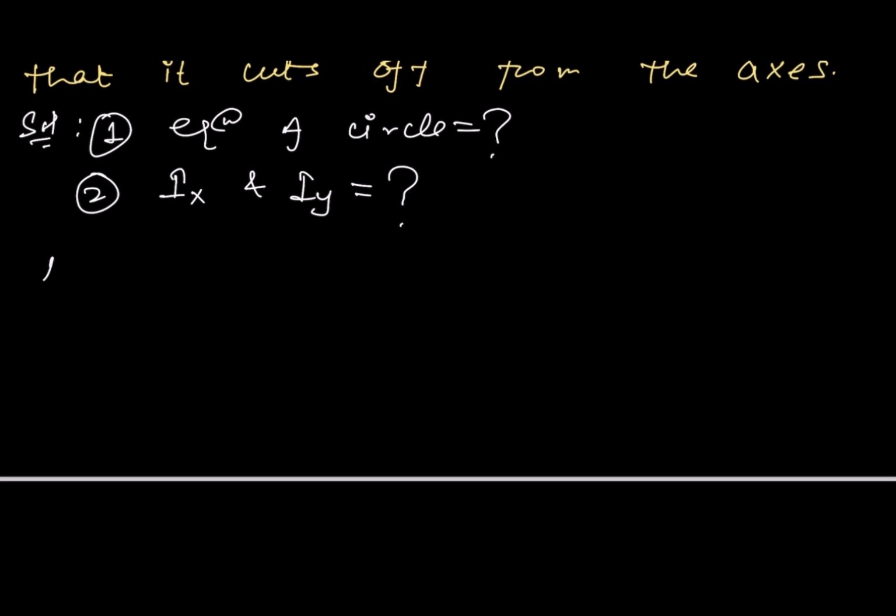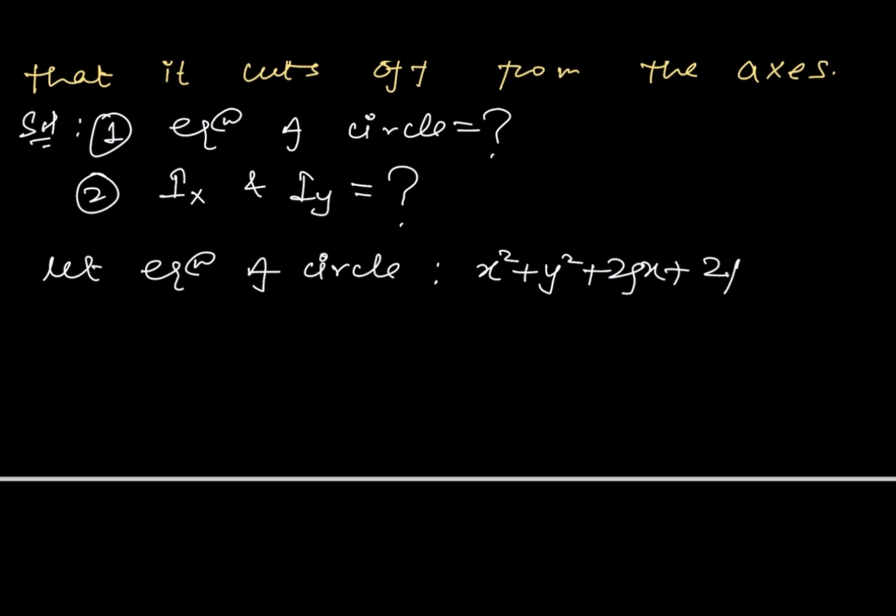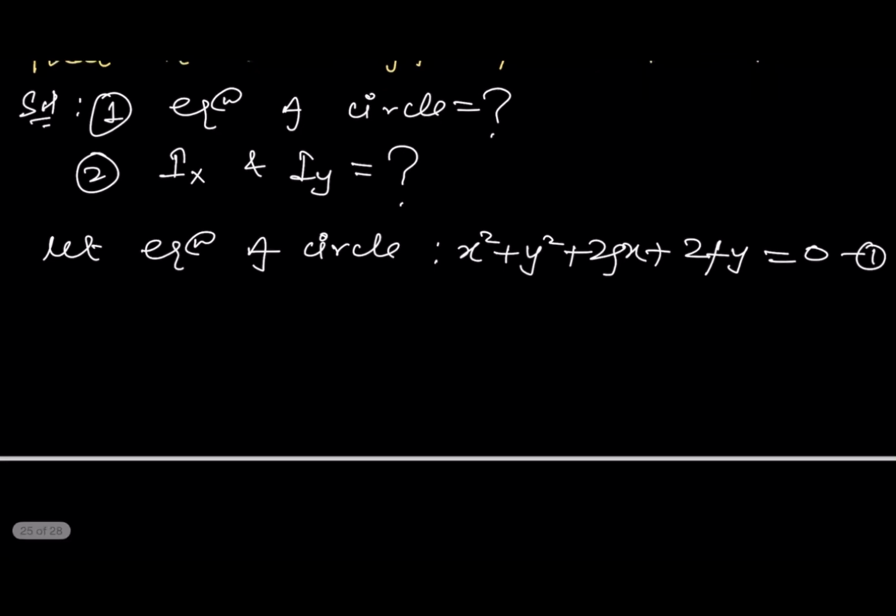Let the equation of the circle be x square plus y square plus 2gx plus 2fy is equal to 0. Say this is equation 1. I have not taken c, as we have seen in the last question that if the circle is passing through the origin, then its constant term becomes 0. Also, it is passing through (a, b) and (b, a), so they will satisfy equation 1.